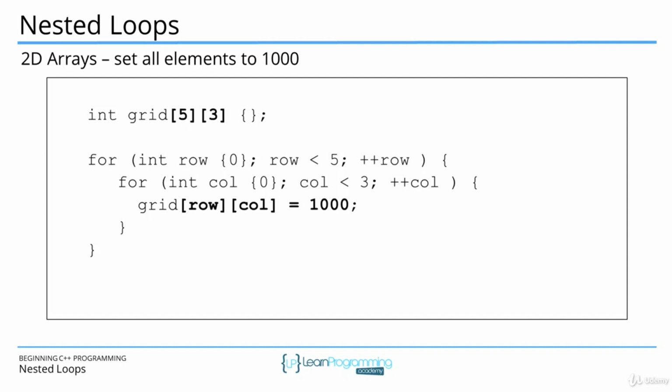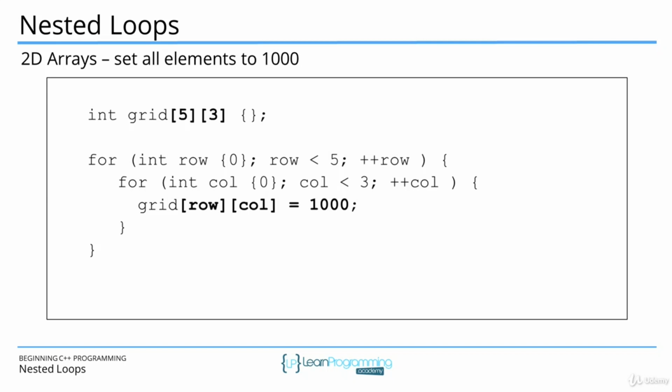The outer loop iterates for rows 0 to 4 inclusive, and the inner loop iterates the columns for each, from 0 to 2 inclusive. Then in the body of the loop, we simply assign 1,000 to grid sub-row sub-column. Notice I'm using block statements for the body of these loops. I didn't have to here, but it's good practice to do so since it makes adding code later much easier.